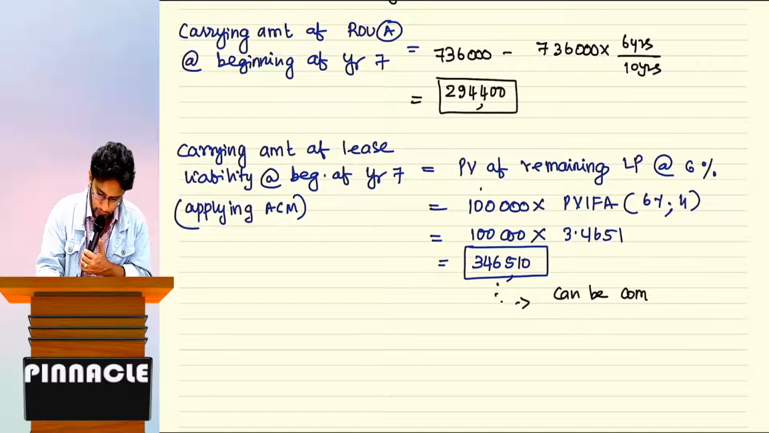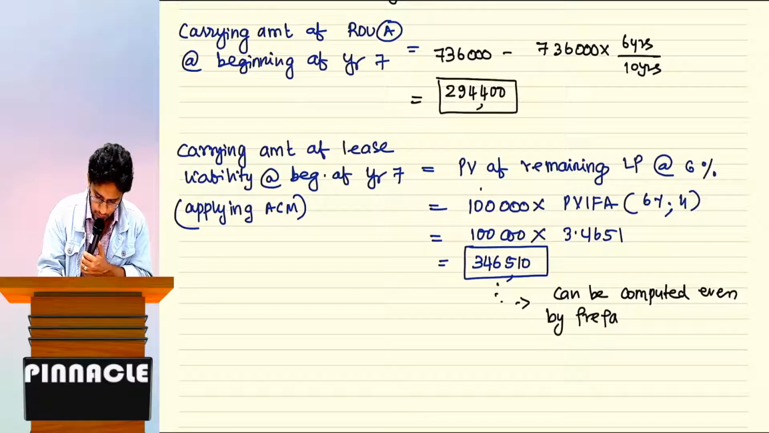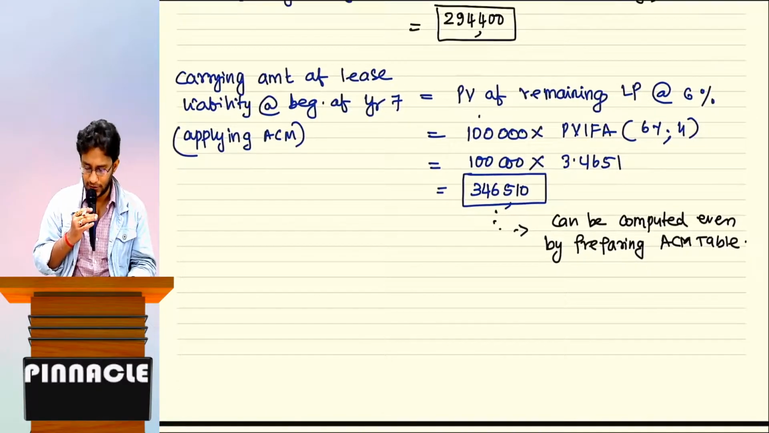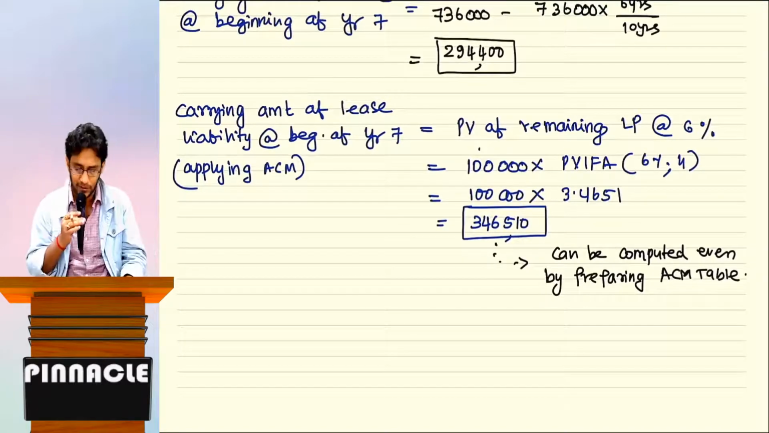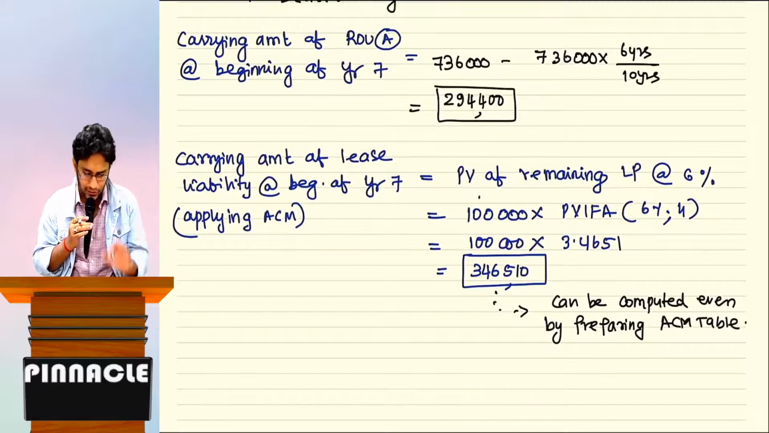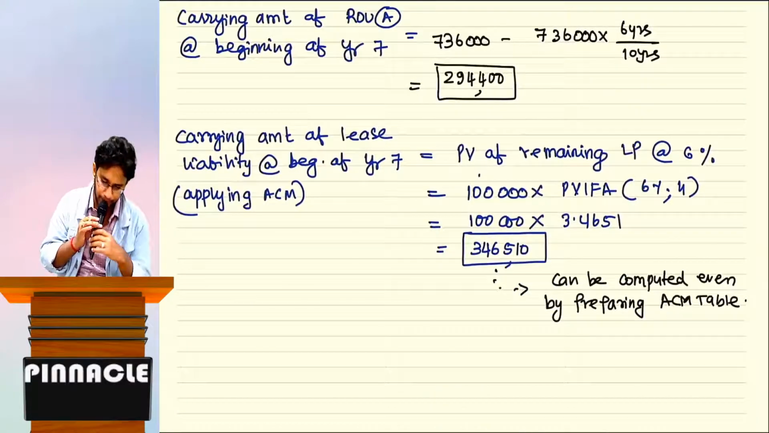Can be computed even by preparing an ACM table. You can do like that also. You can do like this also. ACM method means if you have control, the idea you will get. So fine, sir. At this stage, I have to do remeasurement now.